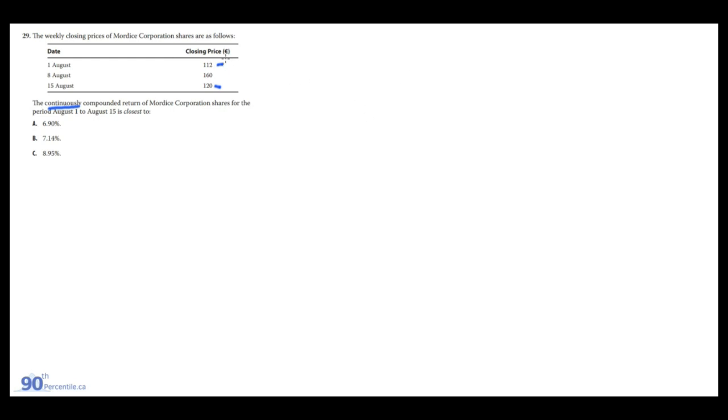So if you were to try to solve for R, where we have a starting value of 112 and a closing value of 120, it would look something like this. So 112 times Euler's number to the R. This is how you compound the initial present value with a continuous return. So times Euler's number to the power of R, and the R is what we're solving for, equals 120.